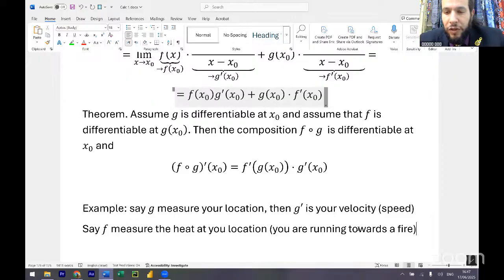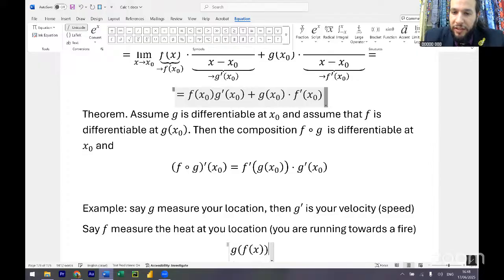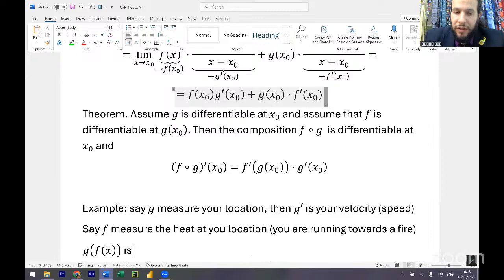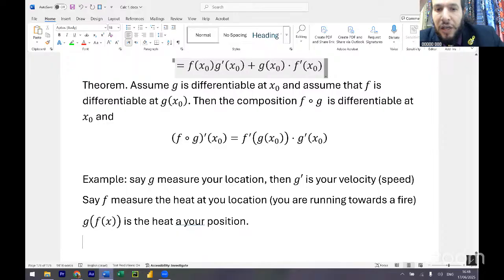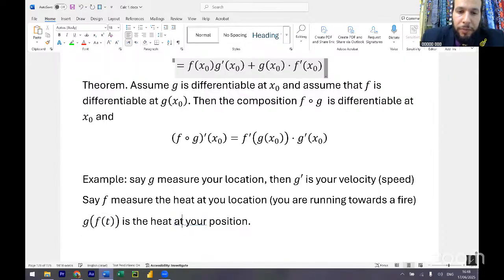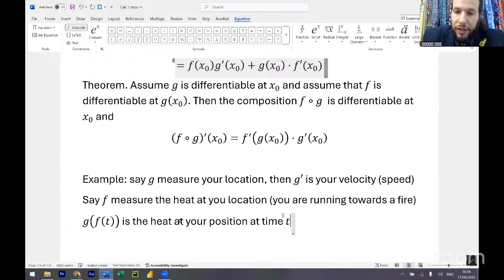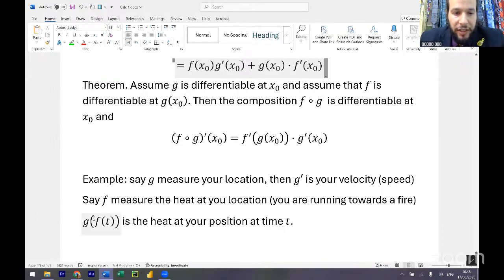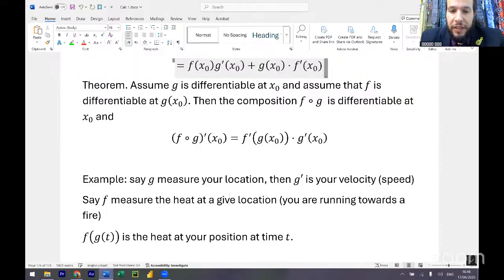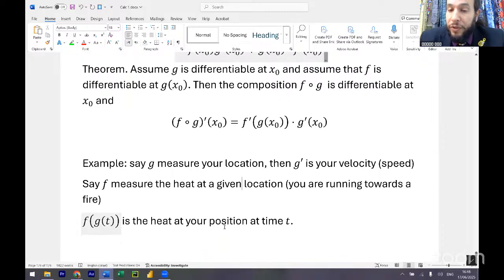So the composition f of g of t is the heat at your position at time t. Sorry, I composed it the other way around: f of g. g says where you are at time t, and f says what the temperature is at a given location. So f of g of t is the heat at your position at time t.